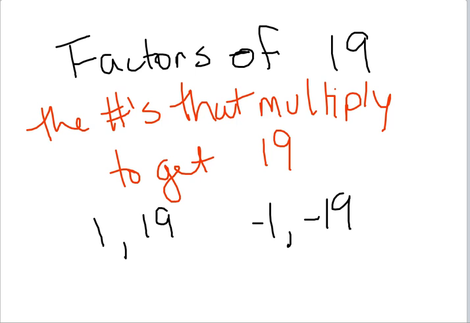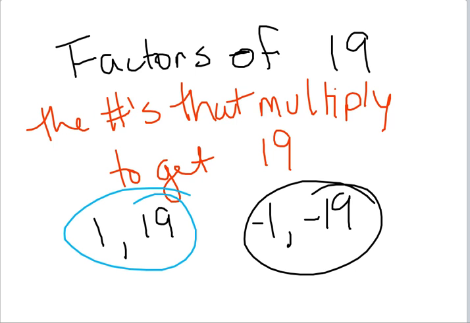So I want you to remember that a negative pair of factors can always be the factors of a number, whether it's 19 or 24, 36, 48, or even 4, negative 2 times negative 2. But for now, we're only going to concern ourselves with the positive. We're going to focus on those positive integers.